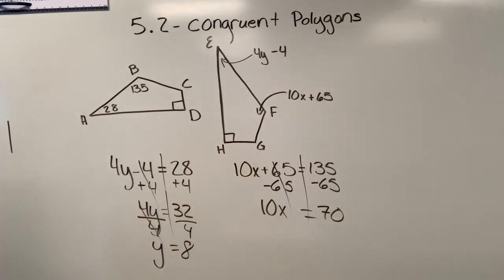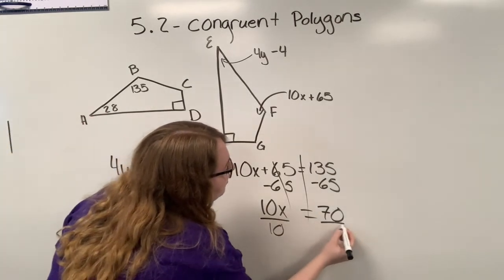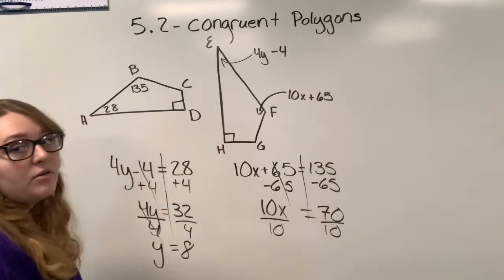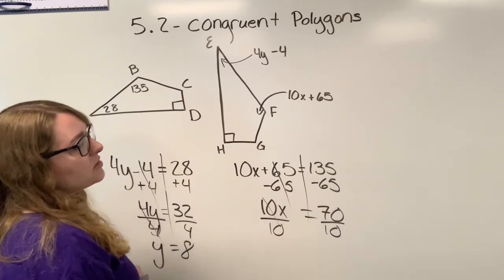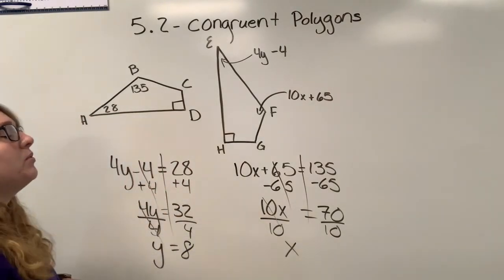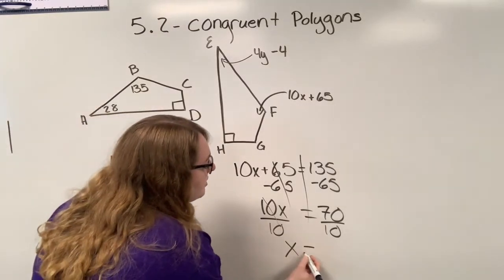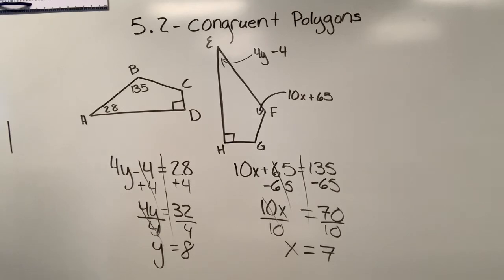Okay, and then since we are multiplying by 10, to get rid of that, we are going to have to do our opposite operation of division, once on each side of the equal sign. Multiply by 10, divide by 10, those are going to cancel because they go to 1, leaving us with a positive 1x that we don't have to write the 1 for. And then 70 divided by 10 is 7. So we found our x and our y.